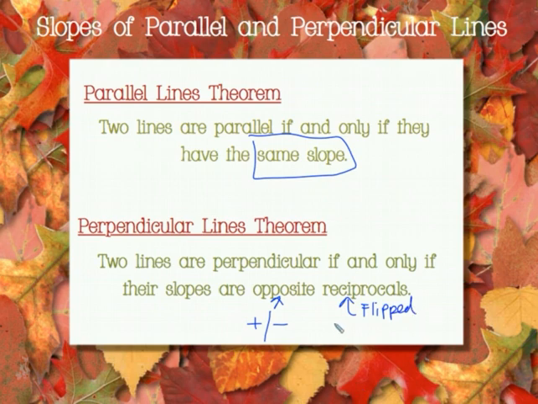So you basically flip it and change the sign. So if their slope was negative 1/2, then the line perpendicular would be positive 2, because it's like 2 over 1 when you flip it, and 2 over 1 is just 2.